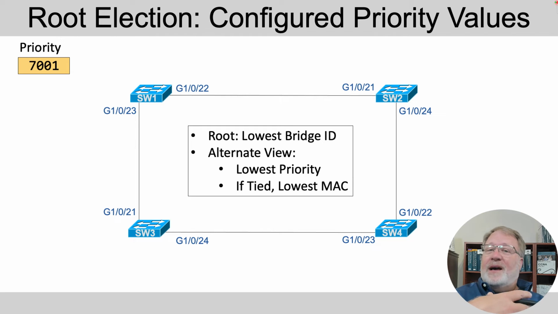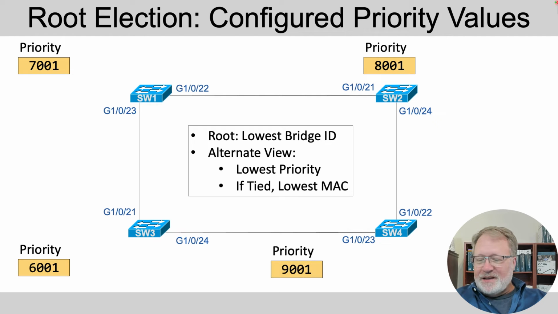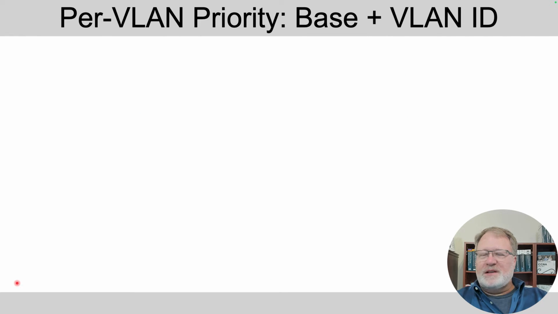So if, again, I'm thinking in hexadecimal, since the MAC address is in hex, it's nice to think of the priority in hex. Here's priority of 7001, 8001, 6001, 9001. Well, it doesn't matter what the MAC addresses are. In this case, this priority down here, 6001, is lowest. It's going to win no matter what the MAC addresses are. So switch 3 becomes the root switch in this particular case, based on configuration that might have been added. Now, I'm showing you the MAC addresses, but they don't matter, at least to the root election. So that's a bit about the root election process.